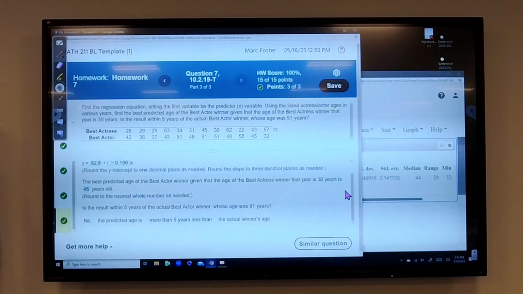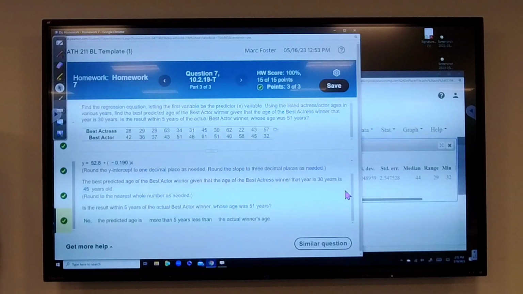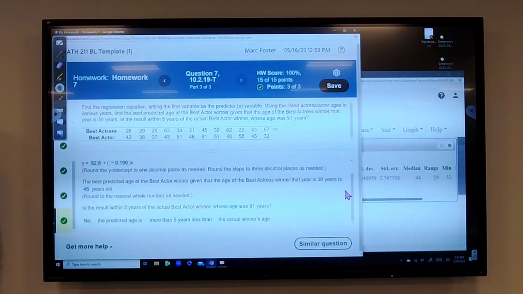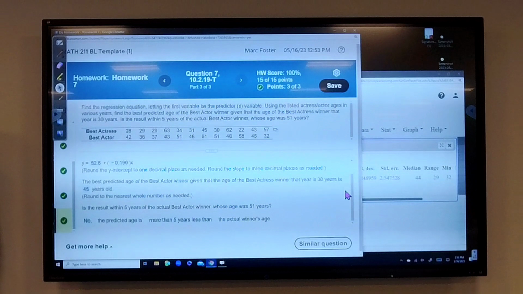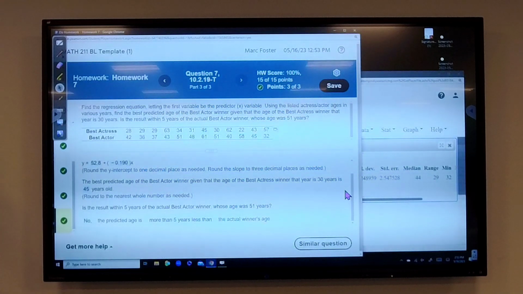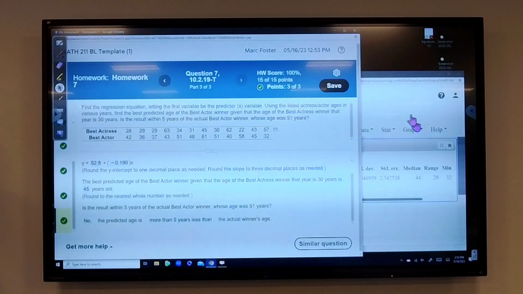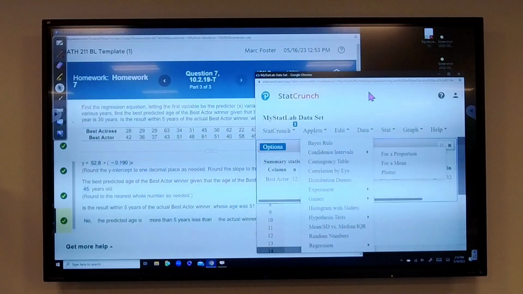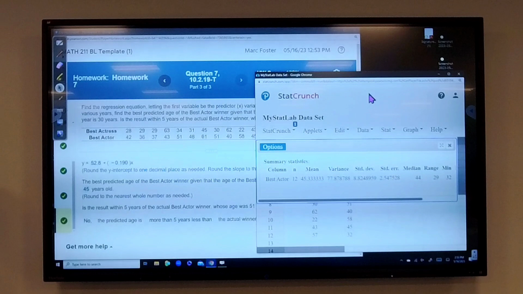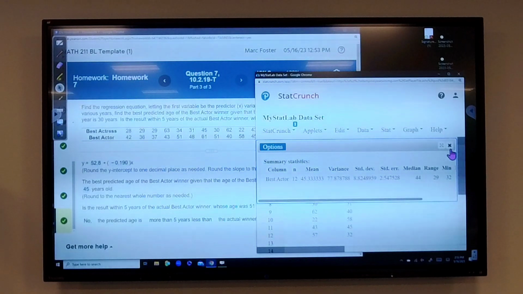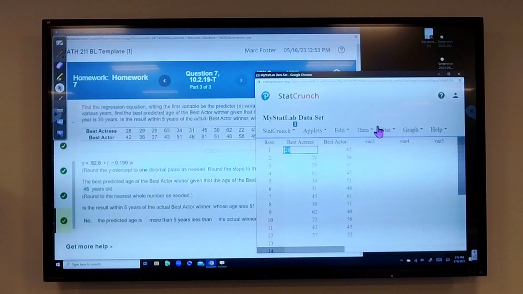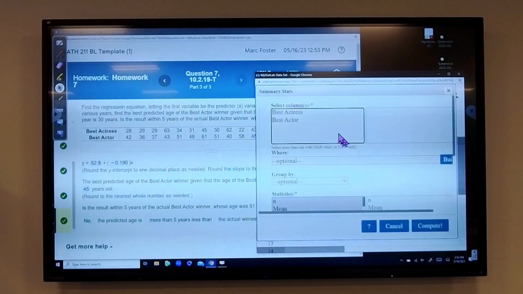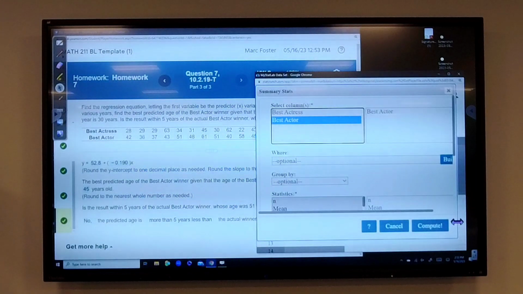Can you show me in StatCrunch for the correlation? For some reason I'm doing something wrong. Can you show me how to get to that? Get to what? The stat correlation? Stat, regression, simple linear? No, the last one you just used, the correlation. No, I did summary stats. Summary stat, columns. Stat, summary stats, columns. I wanted the average age of the best actor.